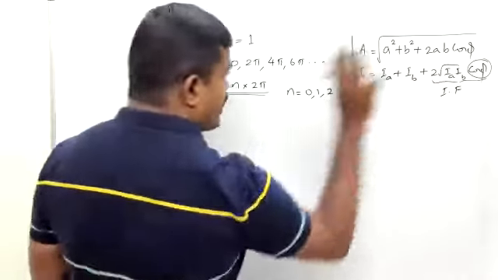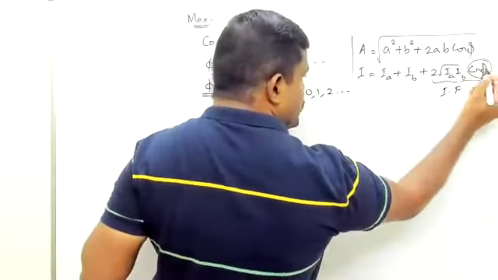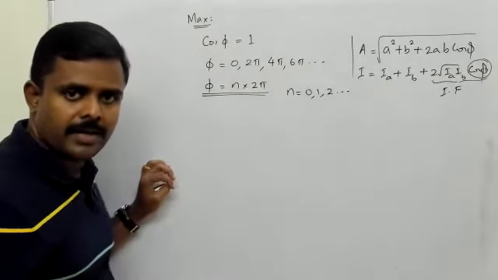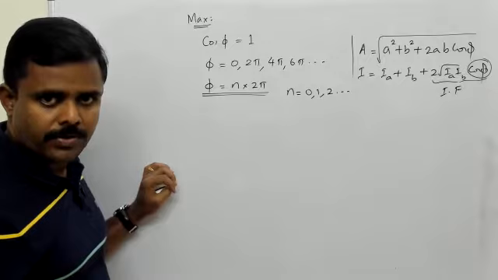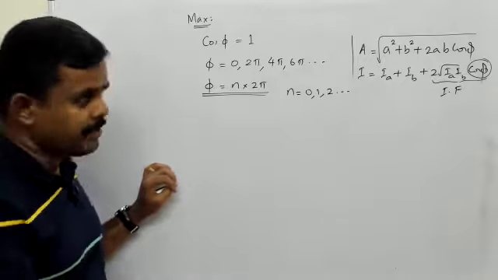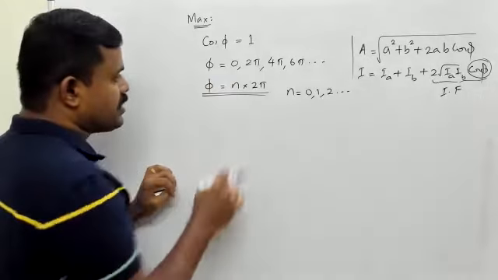I'm going to find the condition for maximum. This equation will return maximum when cos phi is 1, since cos phi's maximum value is 1. Cos 0 is 1, cos 2 pi is 1, cos 4 pi is 1, cos 6 pi is 1, cos 8 pi is 1. These are even multiples of pi. So in general, I can write phi is equal to n into 2 pi.